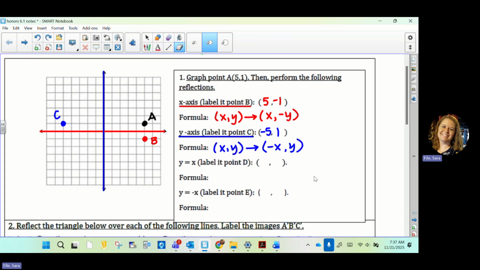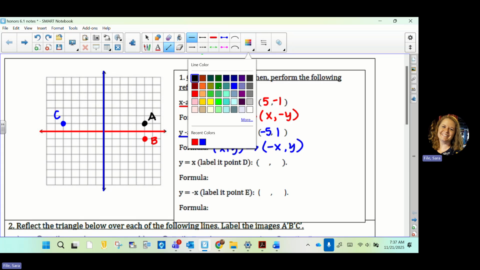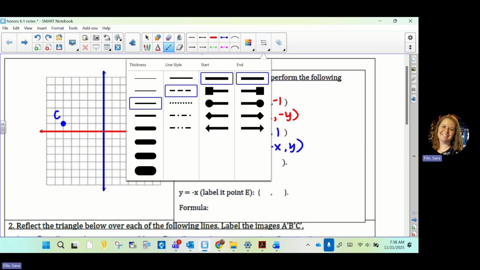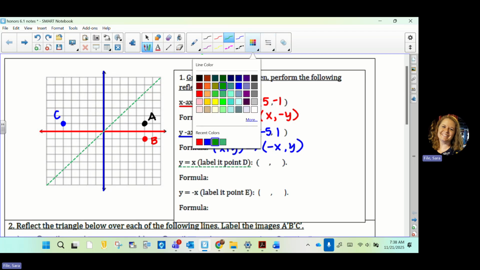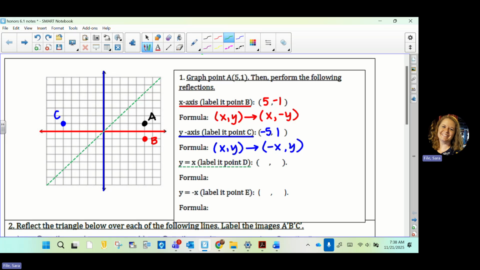Now, besides reflecting over the axes, we also want to be able to reflect across the lines y equals x or y equals -x. The line y equals x is just a linear equation with a slope of 1 that goes through the origin. So this is the line y equals x. If I'm going to reflect across that line, this one's a little tougher because you can't just count left, right, or up, down. We're actually going to have to count both.